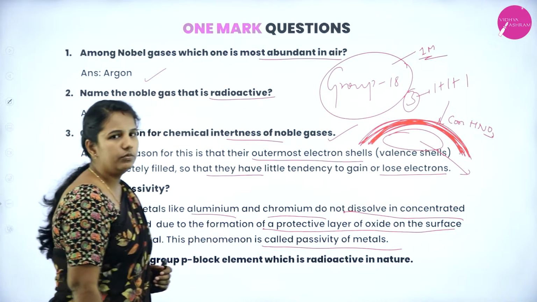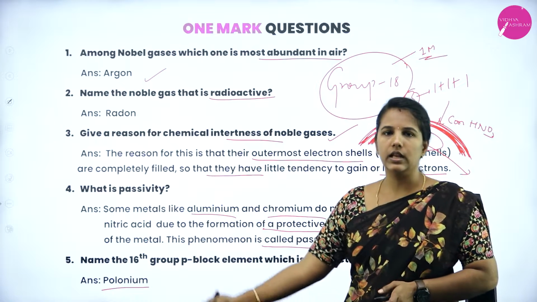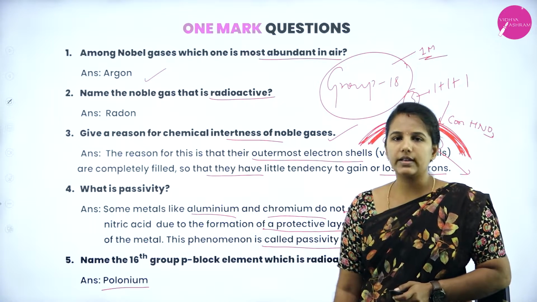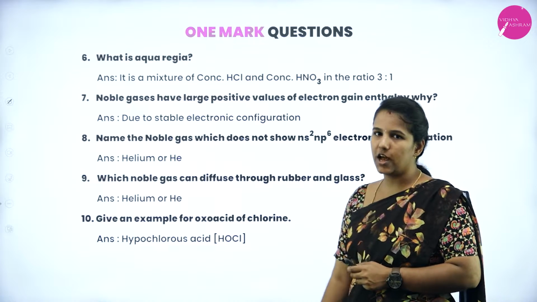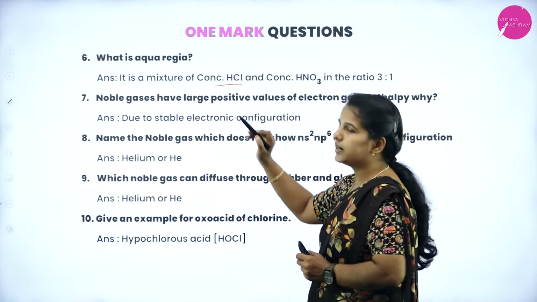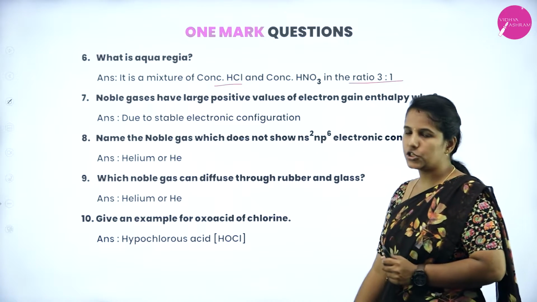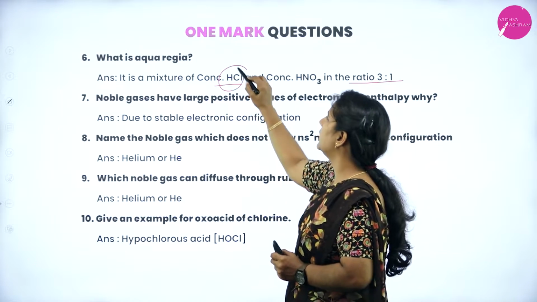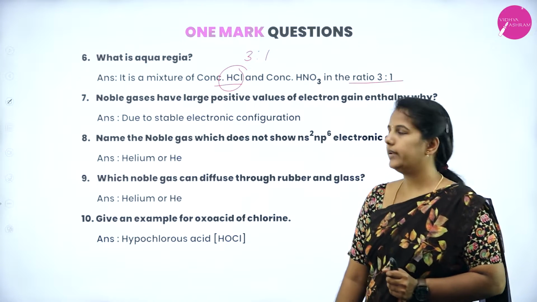Okay. Name the 16th group P block element which is radioactive in nature. Polonium, which belongs to the oxygen family, which is group 16, is radioactive in nature. Next, what is aqua regia? It is very, very important. Aqua regia is a mixture of concentrated HCl with concentrated HNO3 in a 3:1 ratio. Remember, HCl will be taken in 3 parts, whereas HNO3 will be taken in 1 part.